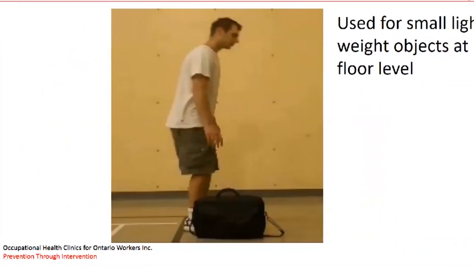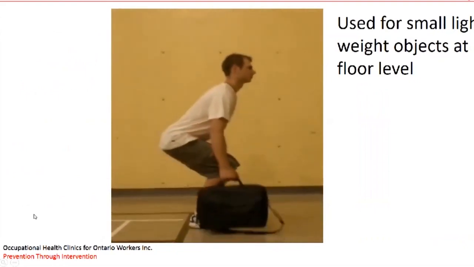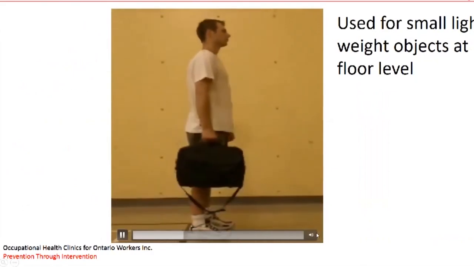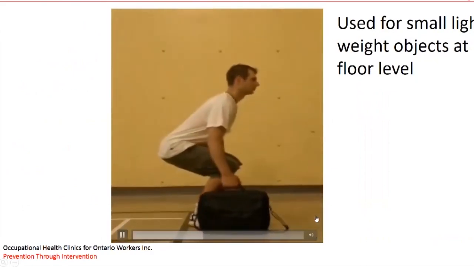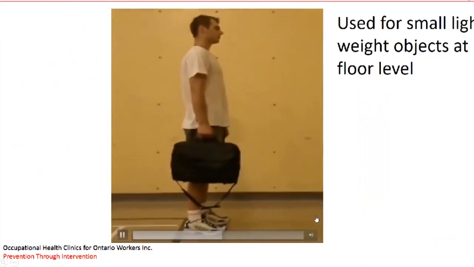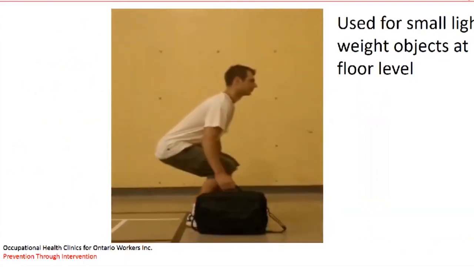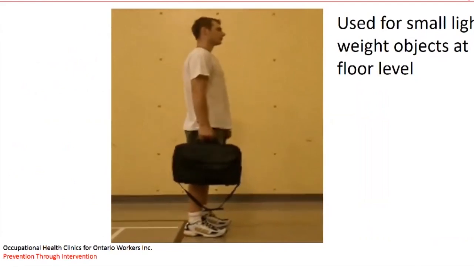Now, I mentioned previously about alternate lifting techniques. There are a number of lifting techniques that can be employed to ensure you keep a straight back when lifting. The first is the deep squat lift. This is used for small, lightweight objects at floor level. You may use one hand to lift an object and use a free hand to push off the thigh.